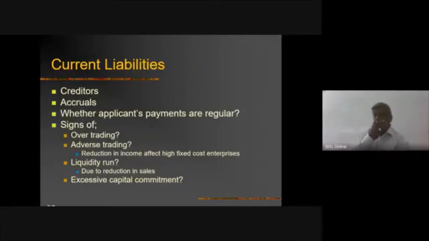And the current liabilities, creditors, yes. Maybe other companies give items on credit to this company. So this particular customer may borrow raw materials, or maybe borrow packing materials from other companies on credit. So who are the creditors to this company?